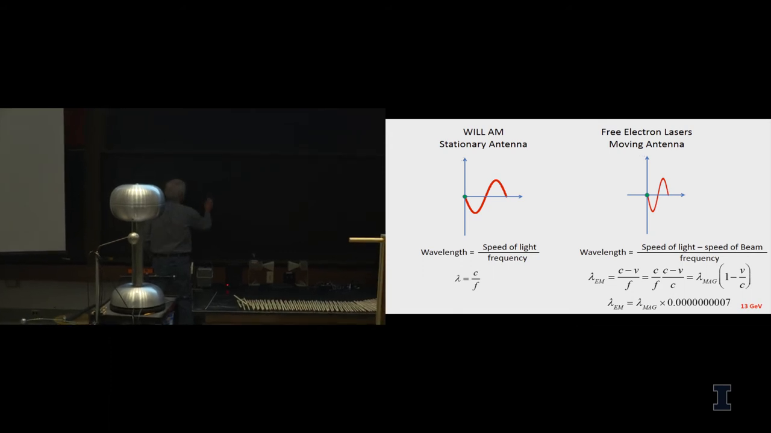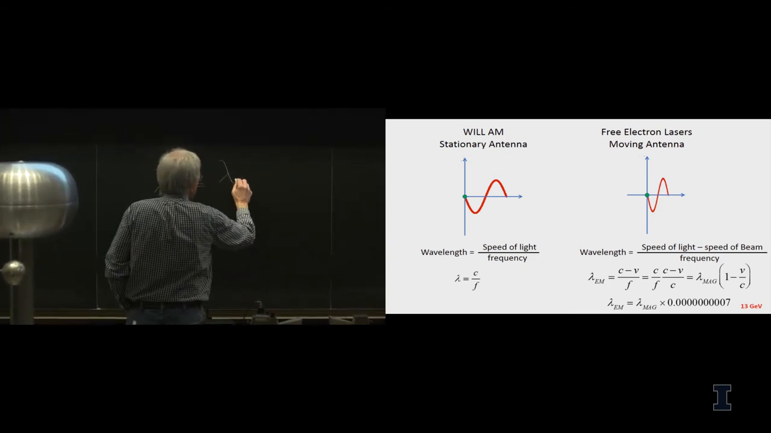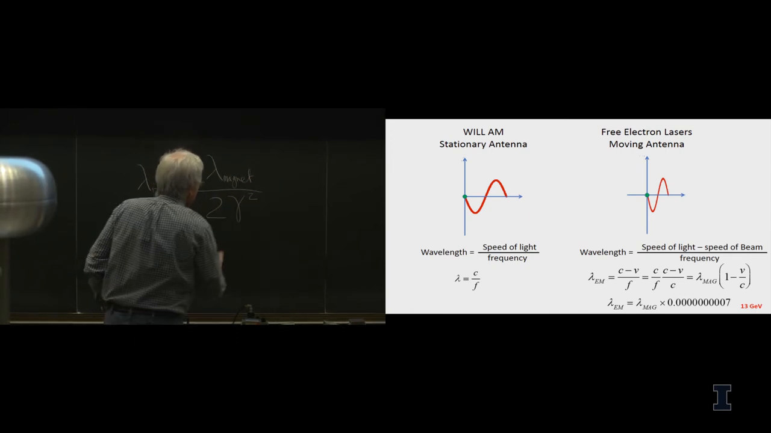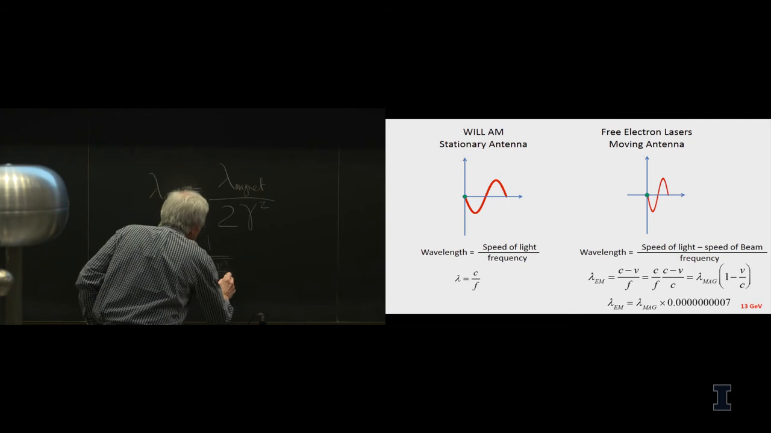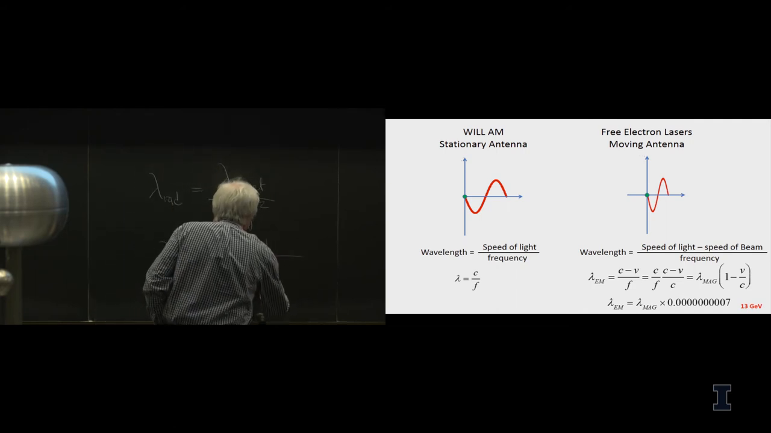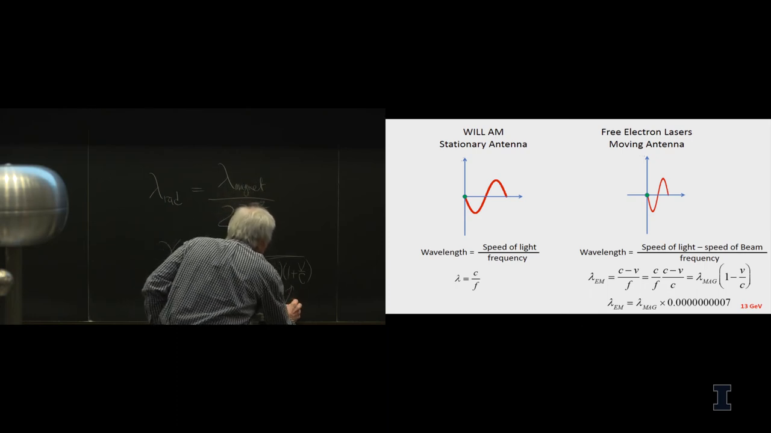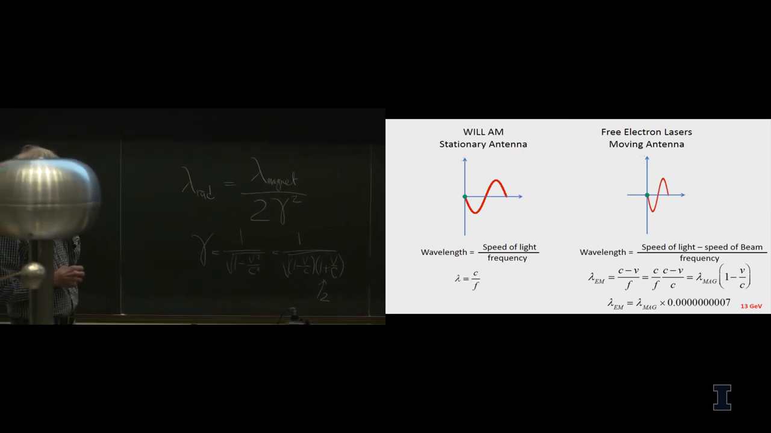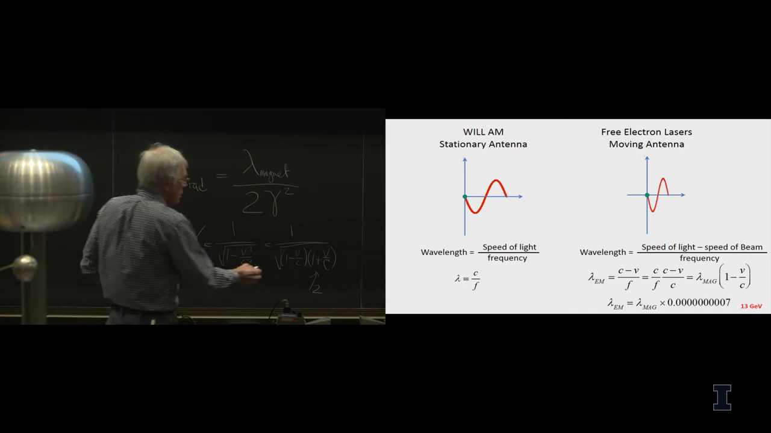It gives you lambda of the radiation, or the electromagnetic radiation, is lambda of the magnet divided by 2 gamma squared, where gamma is equal to 1 over the square root of 1 minus v squared over c squared. But that's equal to 1 over the square root of 1 minus v over c times 1 plus v over c. And this here is almost 2. And so that's where this 2 came from. And this is the fully relativistic treatment. And it's exactly the same as that when you realize that this is just a factor of 2.